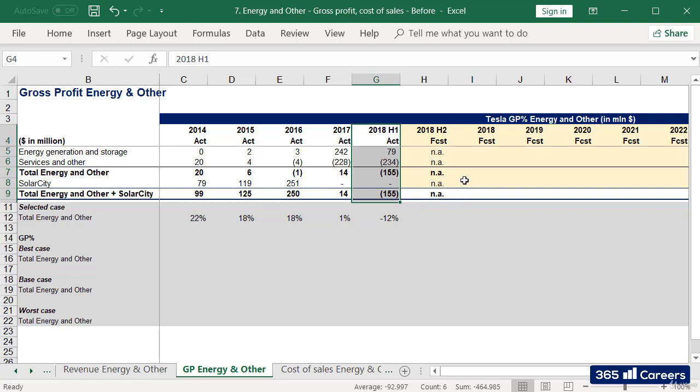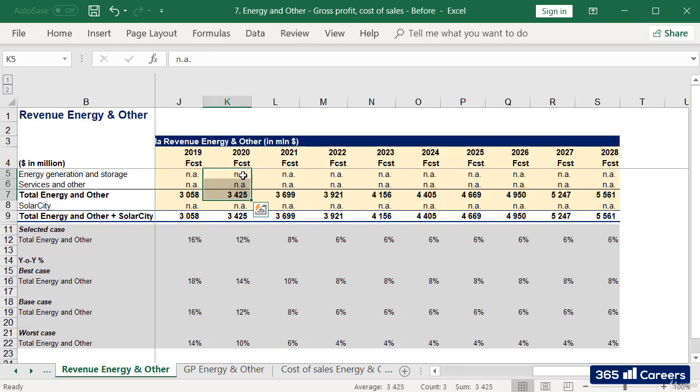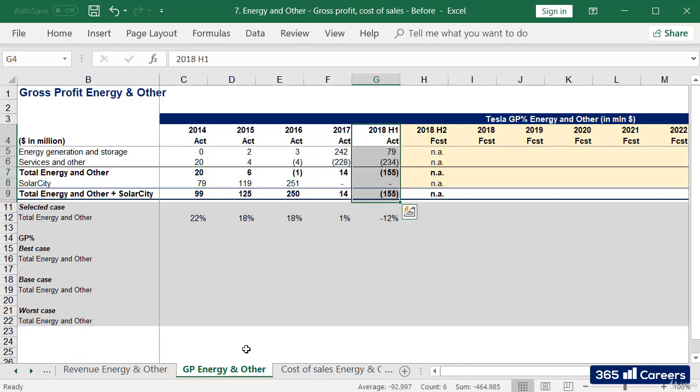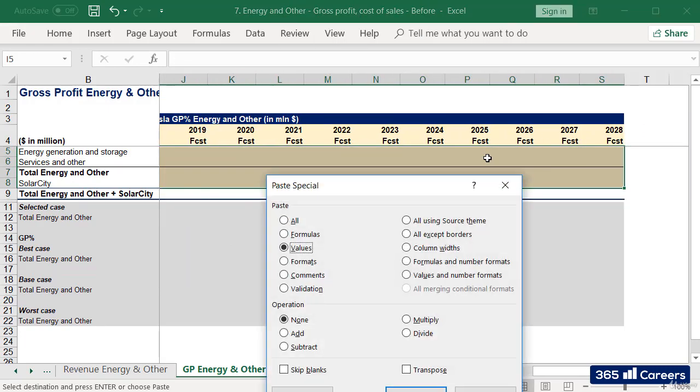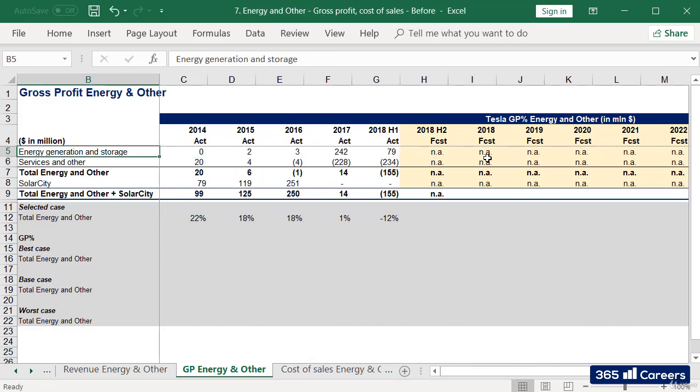Given that we forecasted revenue from the two business lines, energy generation and storage, and services together, it makes sense to group them when forecasting gross profit as well. I'll simply type NA in each of these cells. Historically, these business lines had a gross profit of 22, 18, 18, 1, and minus 12%. However, given that 2018 is not over in our example, I'll opt to exclude it from the average.